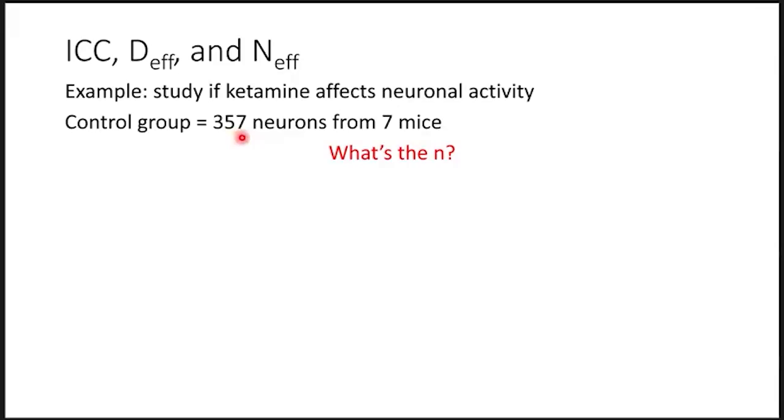But it's not 357, because neurons that came from the same mice are not independent. So we shouldn't consider them as completely different rows, completely different trials or data. The answer should be somewhere in between, but it depends on how clustered they are within each mouse. If they're completely correlated within each mouse, it's going to be close to 7. If they're completely independent, with no clustering within, it should be closer to 357.